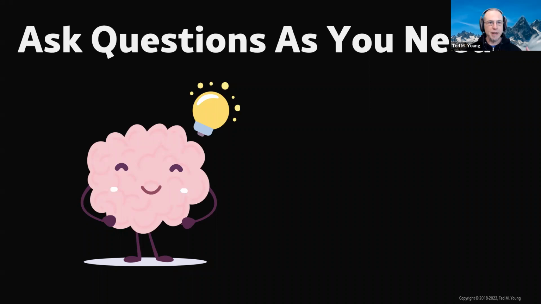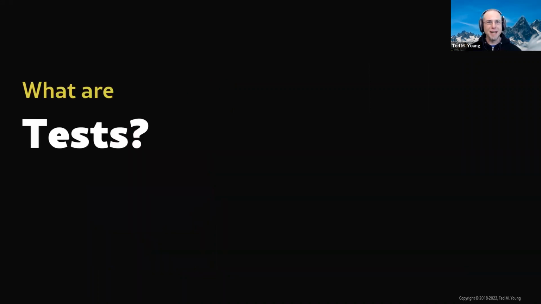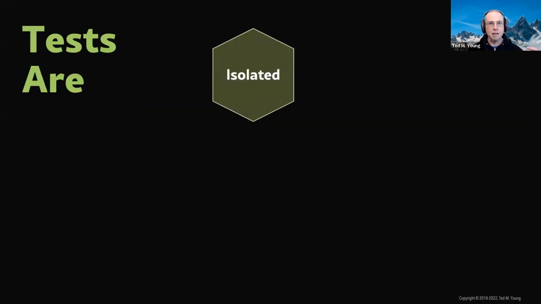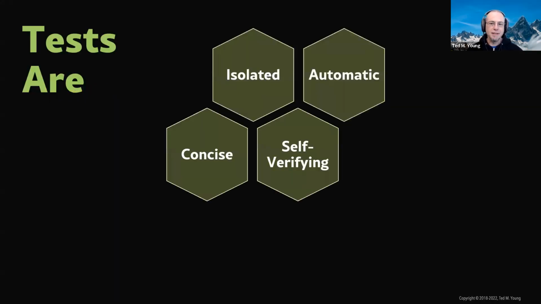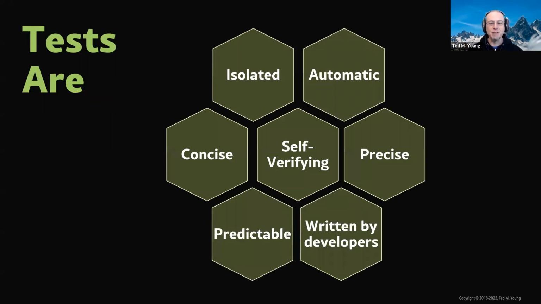And so what I want to start with is sort of, what are tests, right? I mean, what I find really interesting is we have lots of discussions about things, and sometimes we think we're talking about the same thing when we're not. So I'm going to give you sort of the way I think about this. And to me, sort of what are tests is basically they're isolated, automatic, concise, self-verifying, precise, predictable, and written by developers, right? These are the tests that I care about because I am a developer, and I coach developers and I work with developers. And so I care about the tests written by developers.